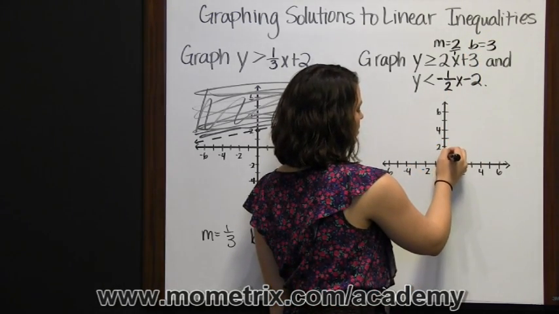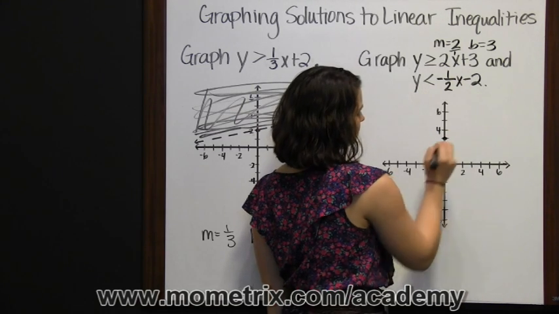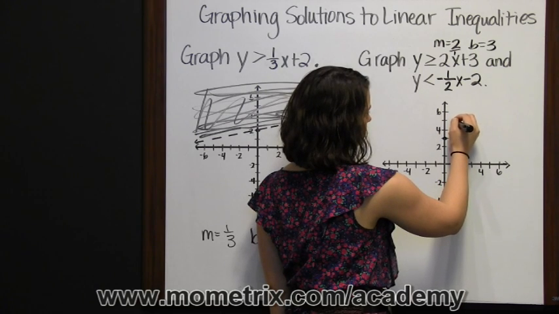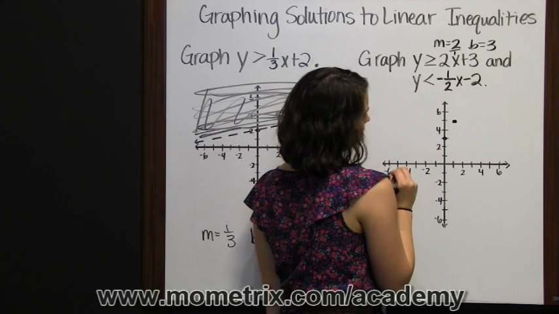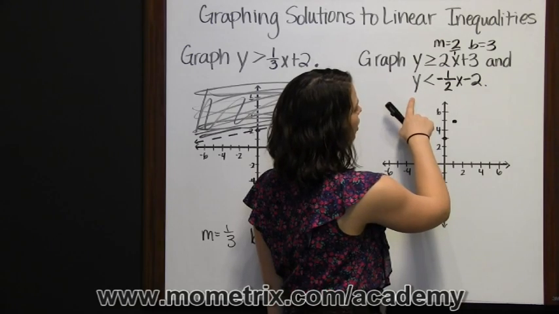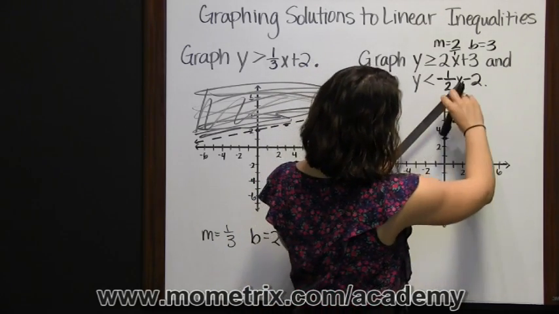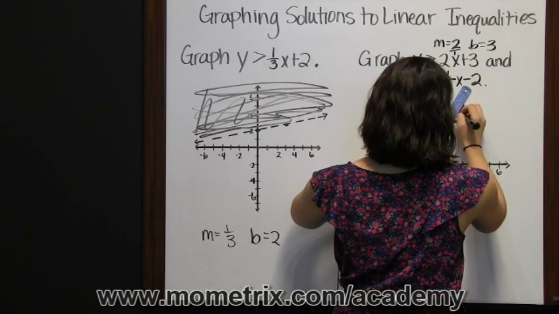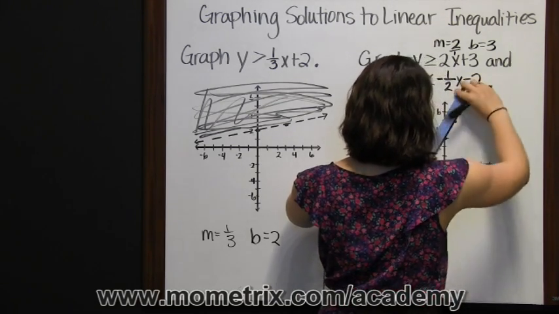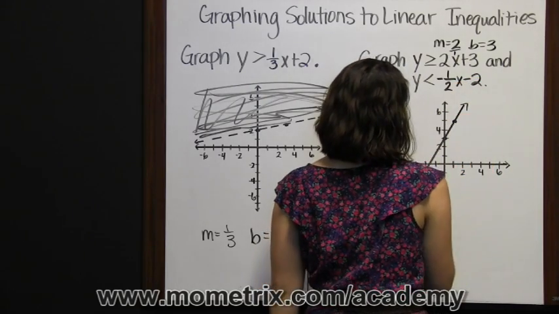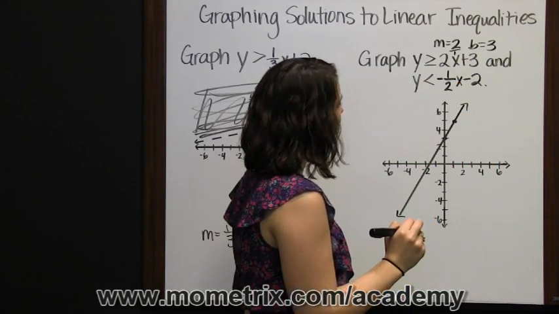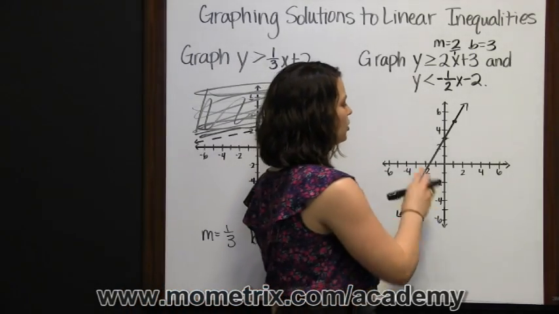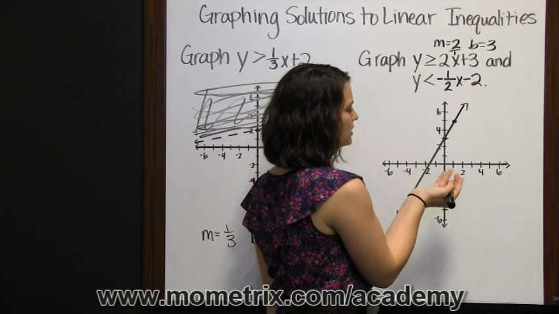So we start with 3, up 1, 2, 3. And then we use our slope, rise 2, run 1. Now we can draw our solid line through these points, because again it's a greater than or equal to. And there are a couple of different ways you can do the shading. One thing you could do is start by figuring out where you would shade for this line.